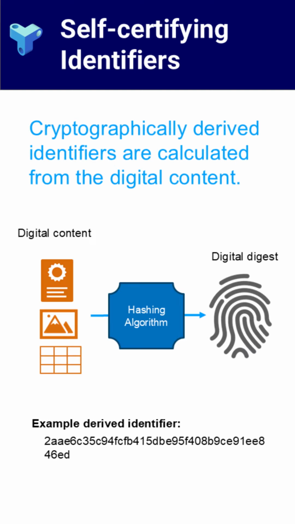Some identifiers are derived. That often means they're calculated directly from the thing they identify. In the digital world, this often means taking a file or a piece of content and running it through a cryptographic hash function. The result is a digest, a short, unique fingerprint of that content. Change even one character, and the digest changes completely. These are called content-addressed identifiers.